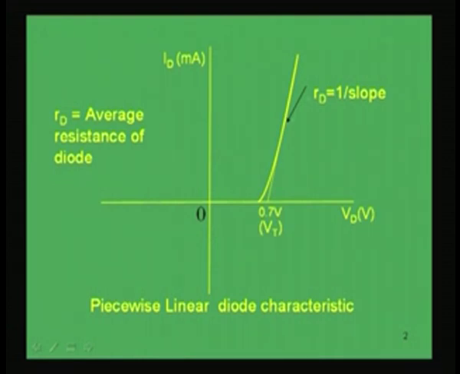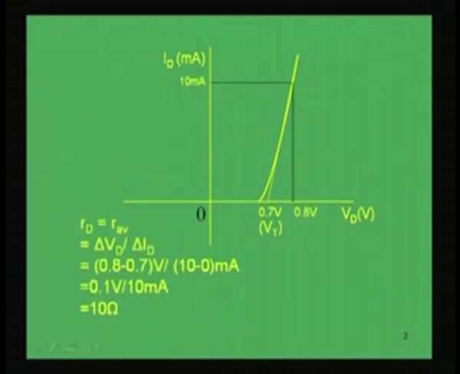Now, if we know one point, which is say 0.8 volt and 10 milliampere in the operating region, that is, the point can be known from the data sheet, which gives the voltage and current levels for a particular operating point. If we know one point, then it is enough to find this average resistance, because our average resistance is del V D by del I D, that is, the rate of change of voltage by the rate of change of current between two operating points.